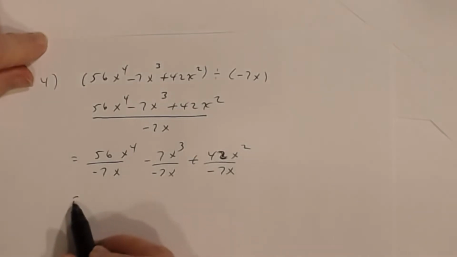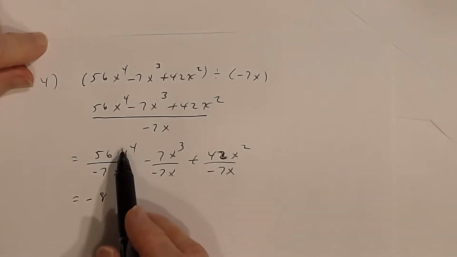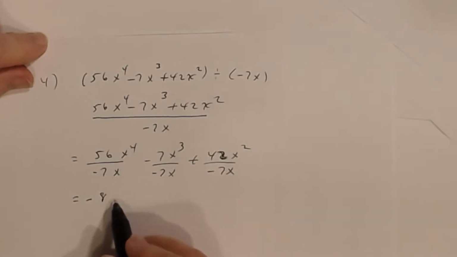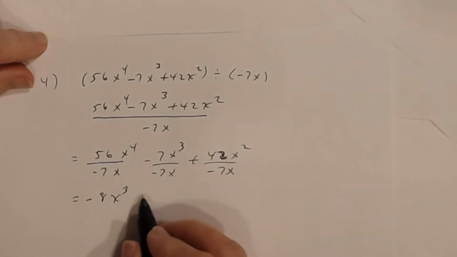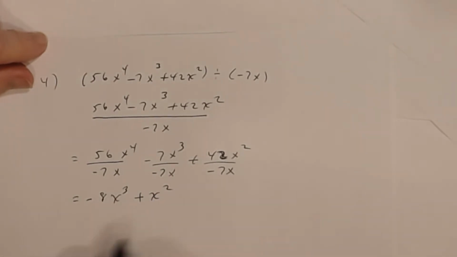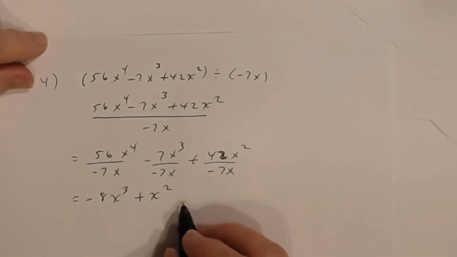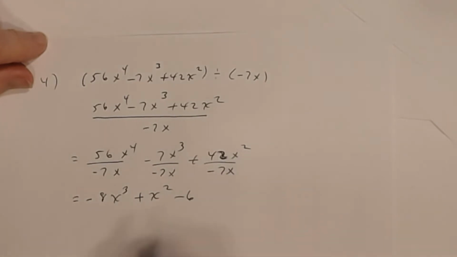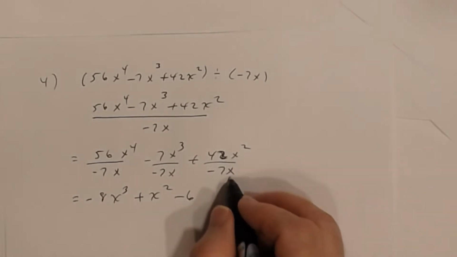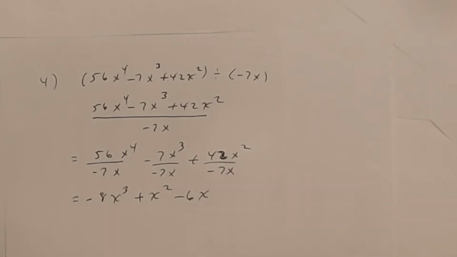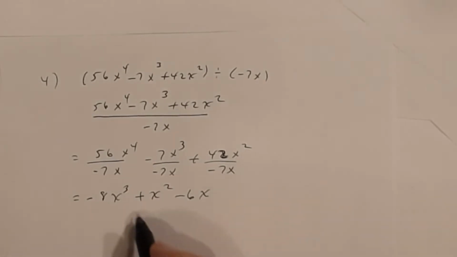56 divided by negative 7 is a negative 8. X to the 4th divided by x is x cubed. So that this simplifies to this. Don't forget, a negative divided by negative is a positive. 7 divided by 7 is 1. X cubed divided by x is x squared. So that's plus x squared. Okay. 42 divided by negative 7 is a negative 6. X squared divided by x is 1, right? Oh, I'm sorry, is x. X squared divided by x is x, excuse me. Okay, so that's it, right? That's your answer.